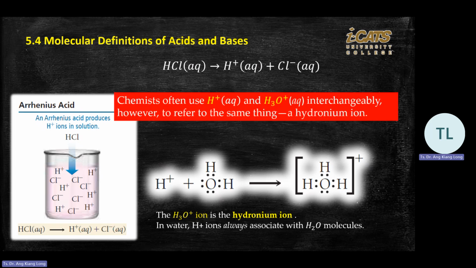This is just a remark and it's important to highlight in red. Chemists often use H plus and H3O plus interchangeably. However, we will commonly use H plus because the hydronium ion can easily break away and become H plus, because it's not stable. It's an ion, not stable.